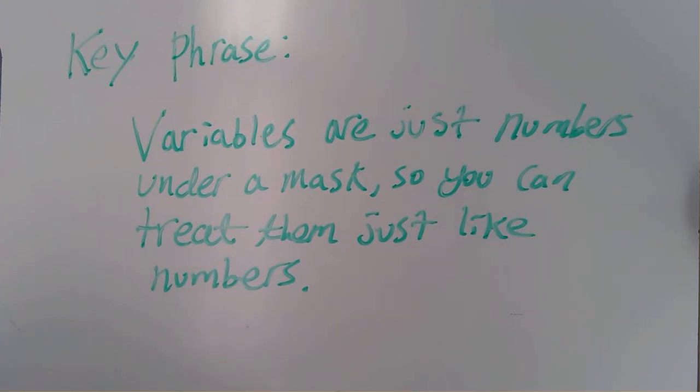So what I mean by solving linear equations with variables on both sides is that previously you only saw the letter x or some other letter only on one side, but starting this lesson there will be letters on both sides. And I'm aware that a lot of students are scared of seeing letters in math, but letters are just numbers. And hence, today's key phrase is that variables are just numbers under a mask, so you can just treat them just like any other numbers.